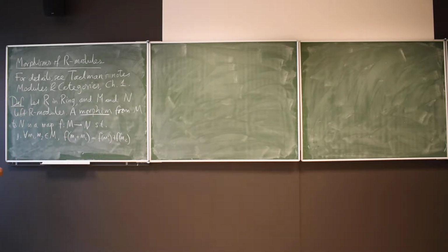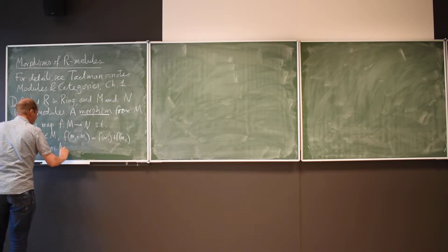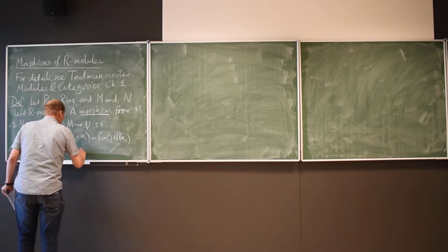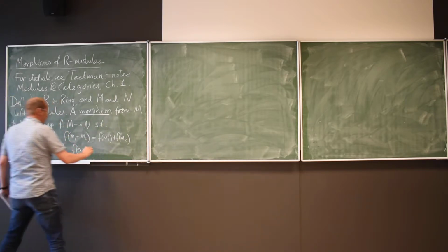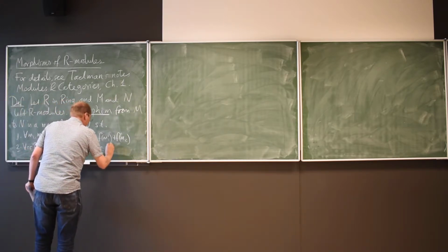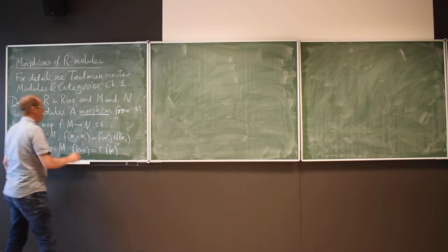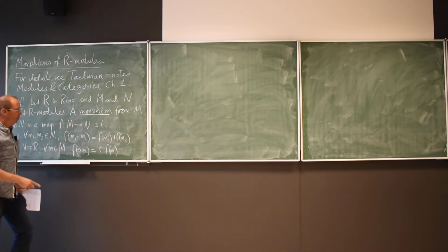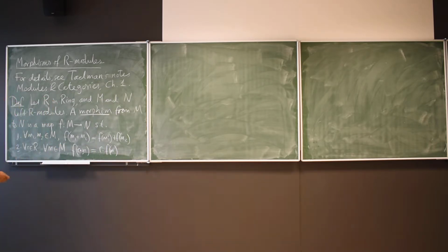And also with respect to the multiplication by elements of R, we have to have a compatibility. So for every R in R, for every M in M, we should have that F of R times M, and this is the multiplication for the module M, should be equal to first mapping your element to the other module, and then multiplying by the same ring element. So these two conditions are what it means for a map to be called a morphism of R modules.